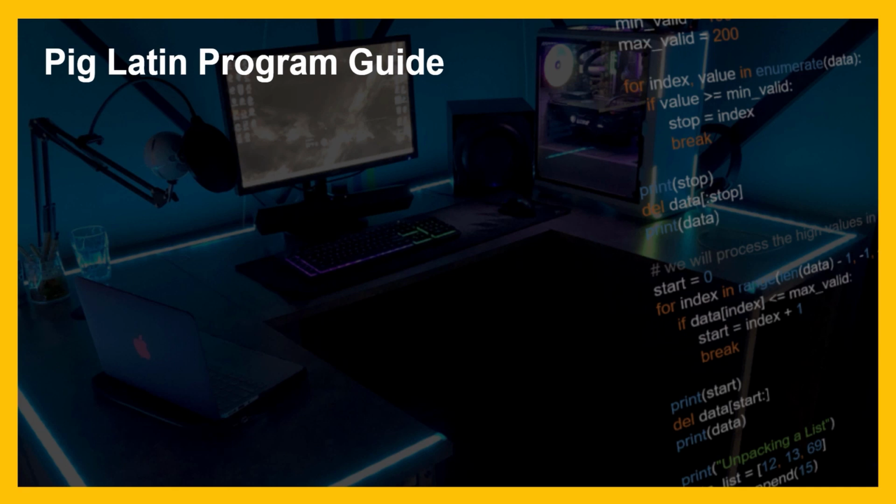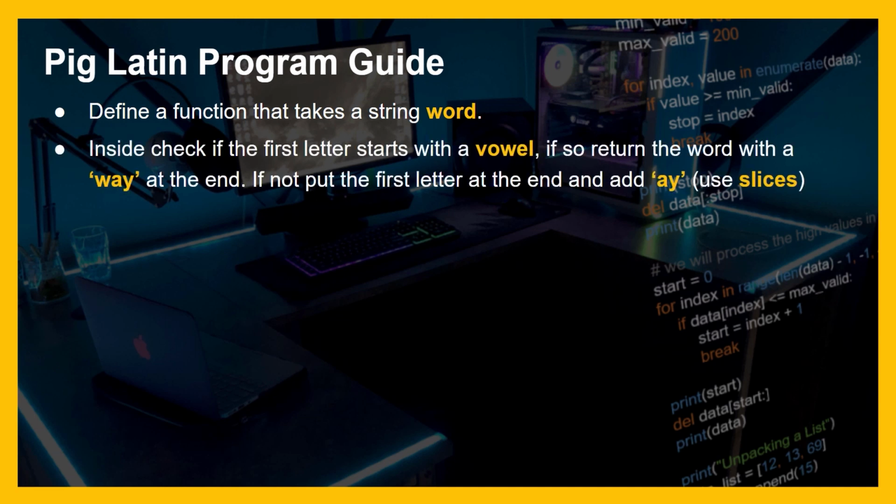3, 2, 1. First of all, you need to define a function that takes in a string word. Pretty simple, nothing too much in here. Inside, you'll need to check if the first letter starts with a vowel. If so, return the word with "way" at the end. If not, you need to put the first letter at the end and add "ay". Now in here, it's very crucial that you use slices. If you don't remember how slicing a string or a list works, you can always go back and watch the video. I will suggest it somewhere at the top.